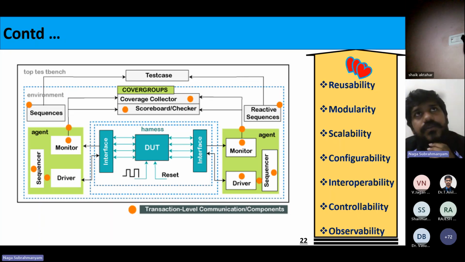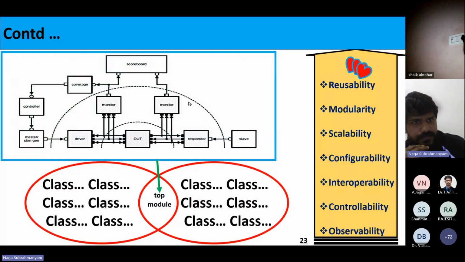So at the end, one thing you have to understand: a design has to be controllable and observable, right? We can't create infinite things. We can't use things which are not under control or not observable. Whether it comes to verification or to design, both have to be controllable and observable. Remaining things will come later, like reusability and modularity.